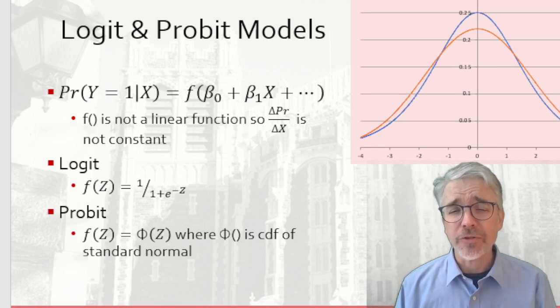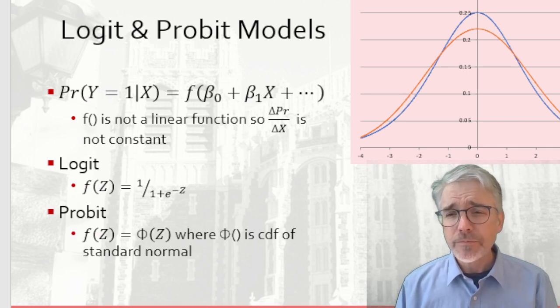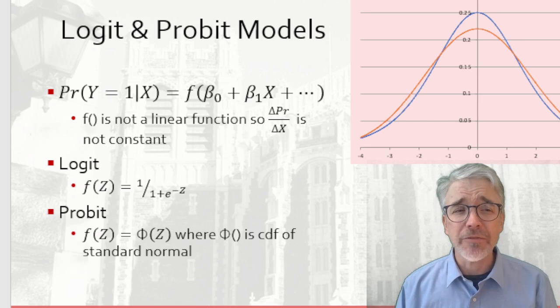The logit function looks a bit ugly. It's 1 over 1 plus e to the minus z. Then probit is going to be phi of z, where phi, that Greek letter there, is the cumulative distribution function of the standard normal. The graph there shows the PDF, not the CDF, but we should all be used to going between those now, the PDF of the logit and the probit functions.